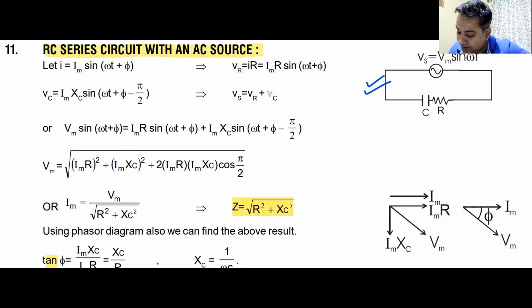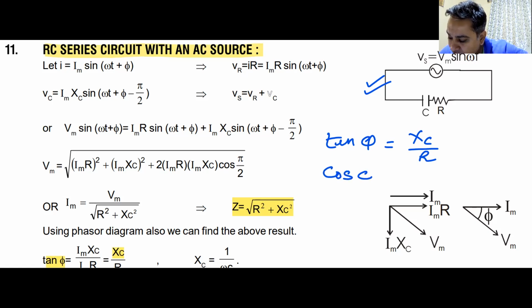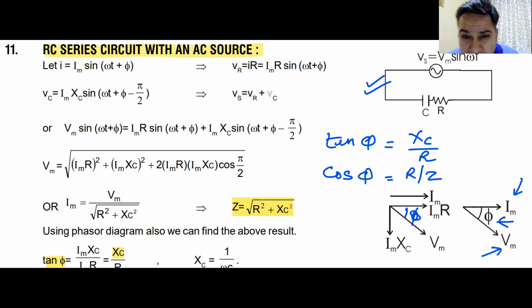Tan of phi, if you can see, is XC divided by R. I hope you can see this. If you don't see this, I will write it here. Tan of this phi is XC divided by R. Remember, cos of this phi is always equal to R divided by Z. And as you can see here, current is leading and voltage is lagging. The angle is phi. So these are the only things that you need to note down in this entire thing.